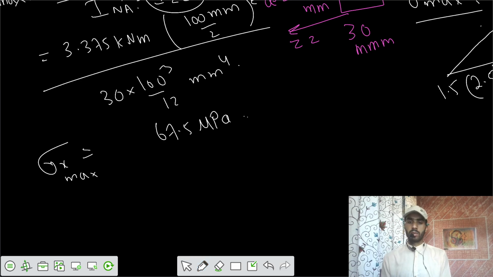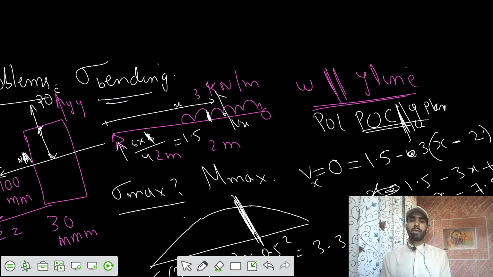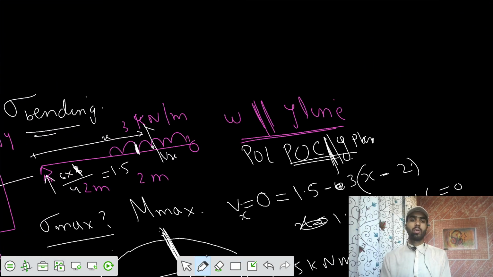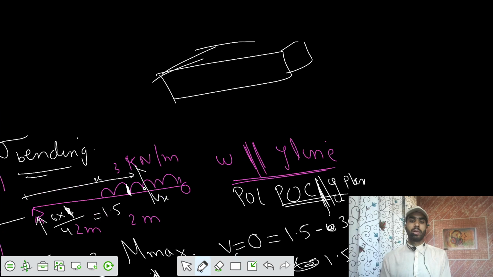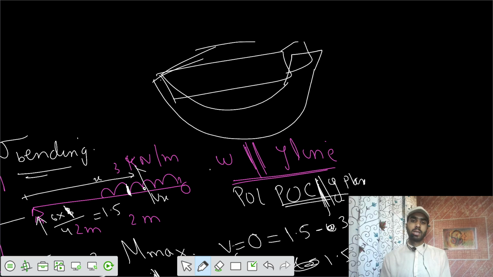Now for this case, when the loading was parallel to the YY line, your beam was deflecting, so the bending was in this way. So the plane of loading was the YY plane. So this was the plane of bending.